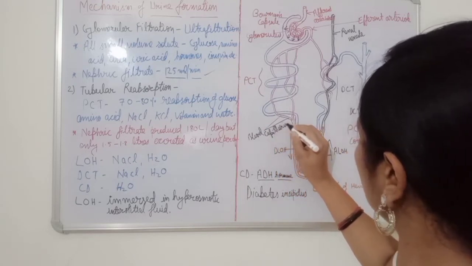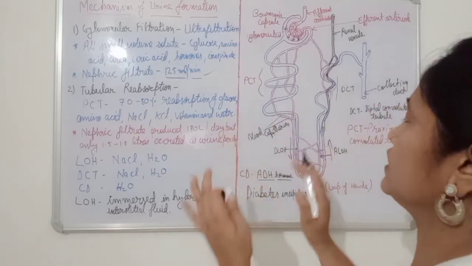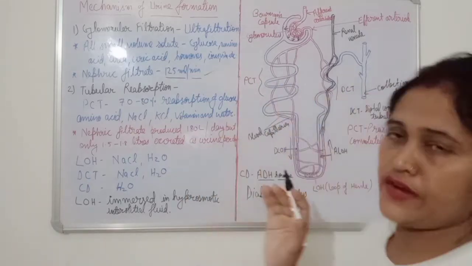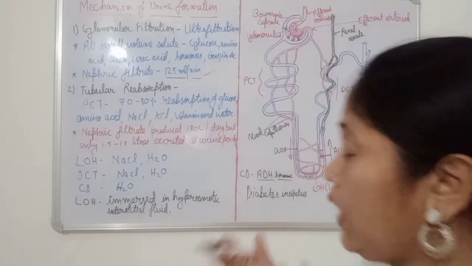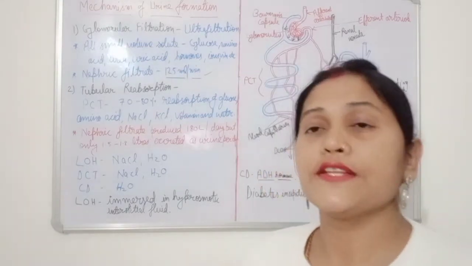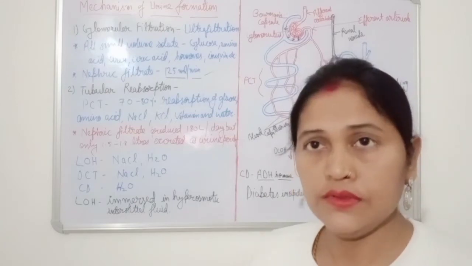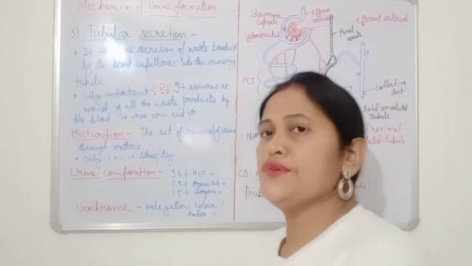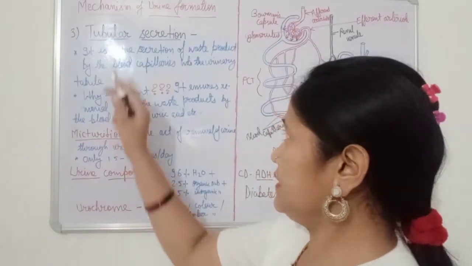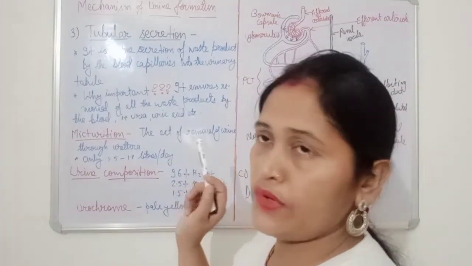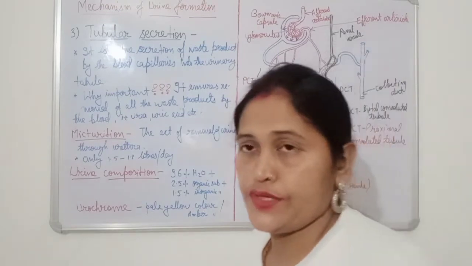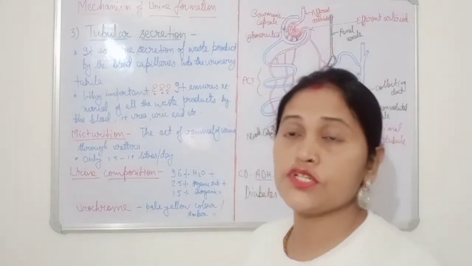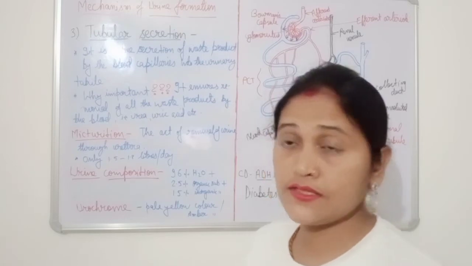So in these blood capillaries, reabsorption occurs in different regions of the nephron, and how? Tubular secretion occurs, we have to study. Now students, this is the third step of the urine formation mechanism, tubular secretion. What is tubular secretion and why is it important? These things are very important.